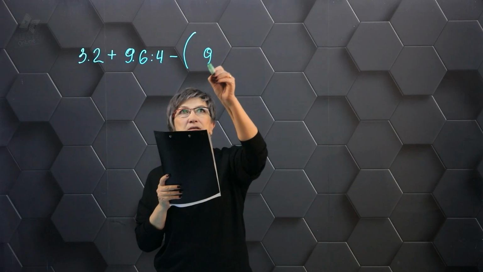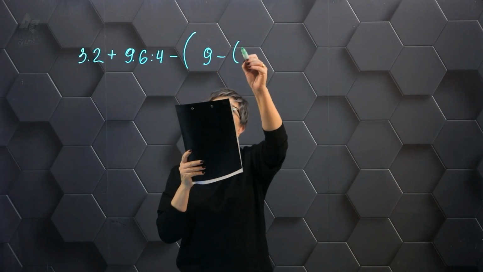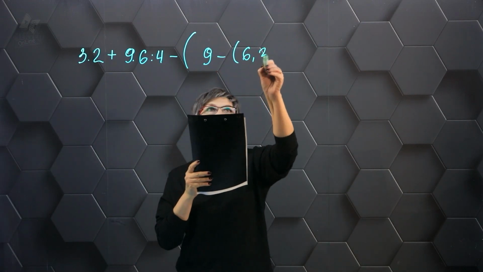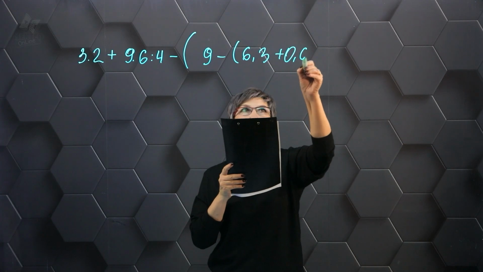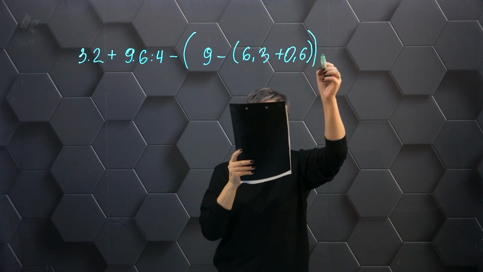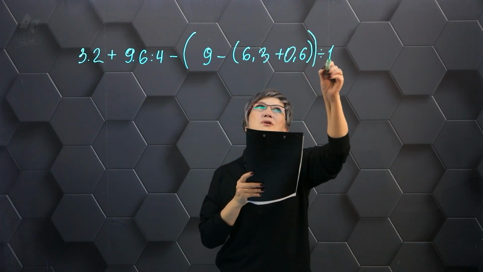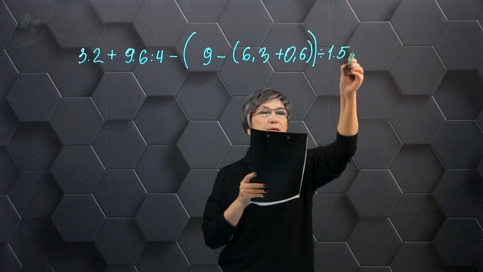And then we need to subtract the next expression. So 9 minus 6.3 plus 0.6, which totals 6.9. And then we must divide it by 1.5 to calculate the quotient.